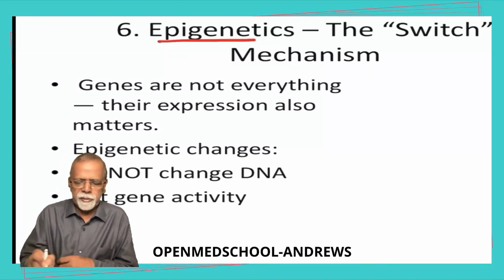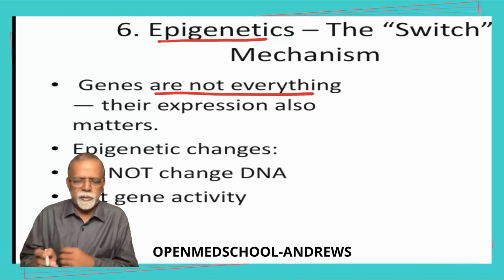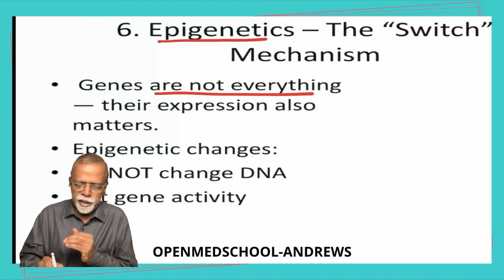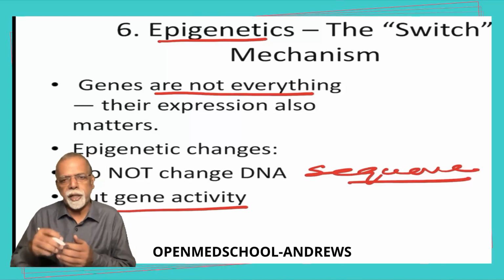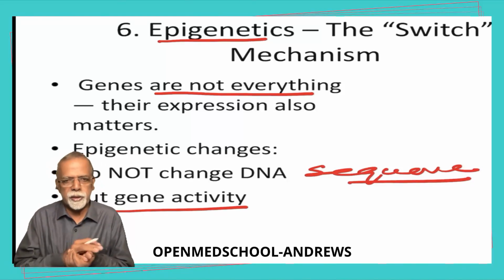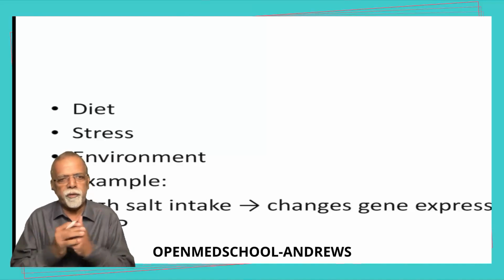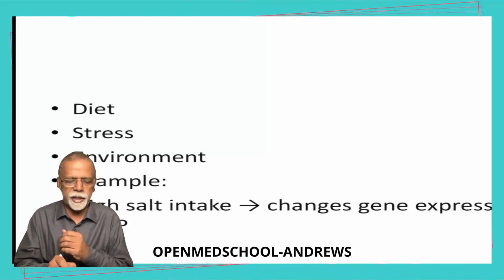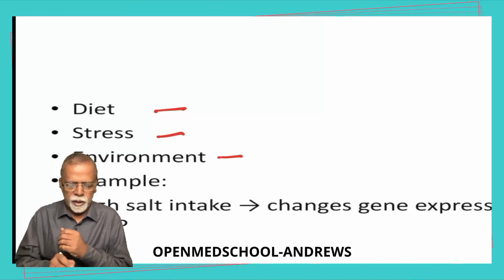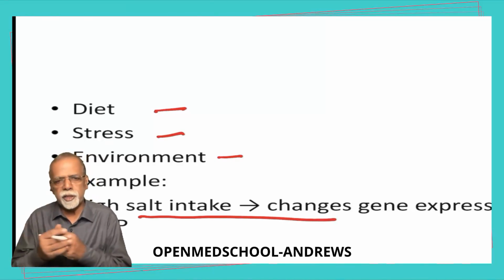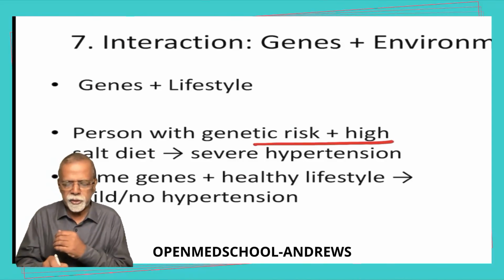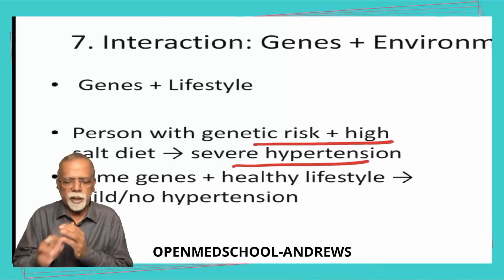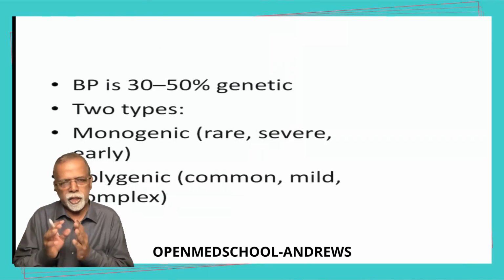So think about epigenetics. Genes are not everything, but their expression matters. Epigenetic changes do not change the DNA sequence, but the gene activity, a gain or decrease in the action of genes, can occur. These are the environmental factors mentioned earlier: diet, stress, environment. A high salt intake changes gene expression and increases BP. In a person with a genetic risk, a high salt intake leads on to severe hypertension. With a healthy lifestyle, there is no hypertension.